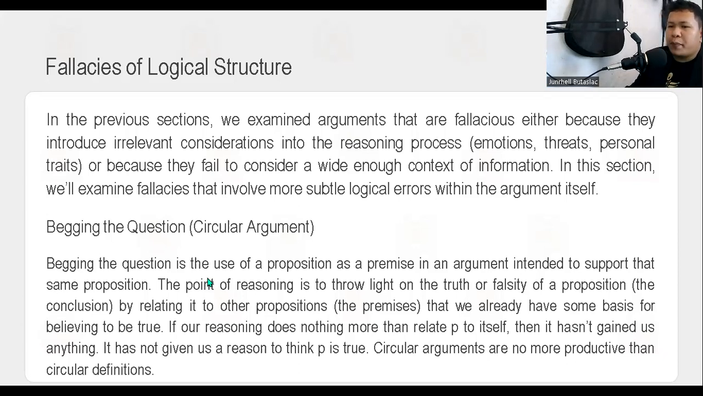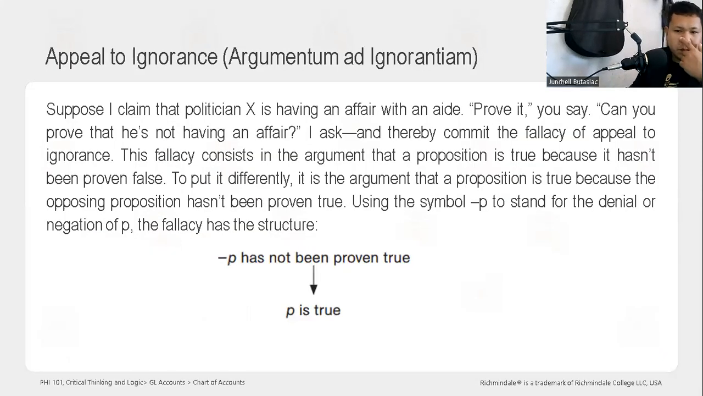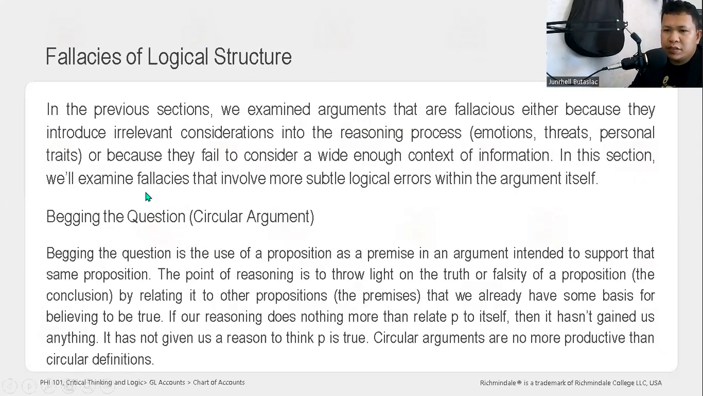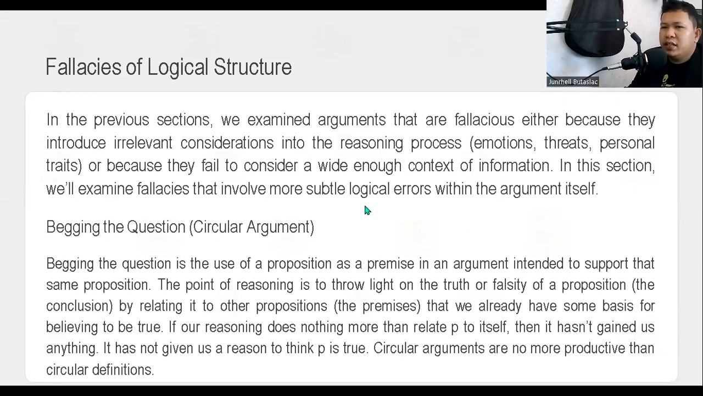Circular arguments are no more productive than circular definitions. The most obvious way to commit the fallacy would be simply to restate the conclusion as a premise, in an argument of the form P, therefore P. This usually occurs only when the proposition is formulated in two different ways, so that it is not immediately apparent that the person is simply restating the conclusion.